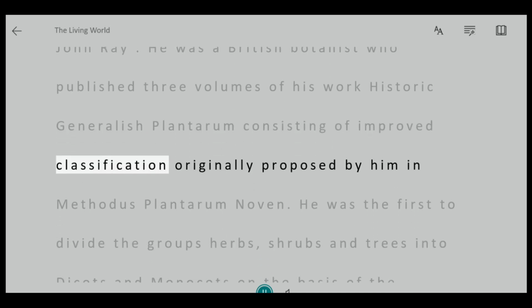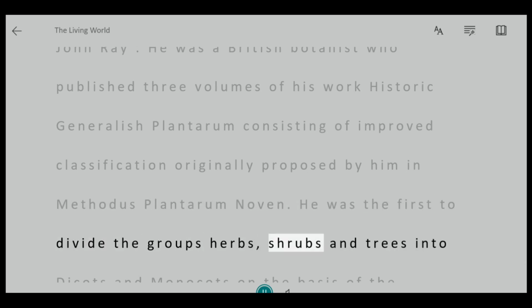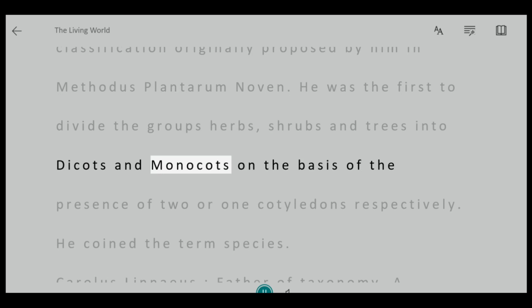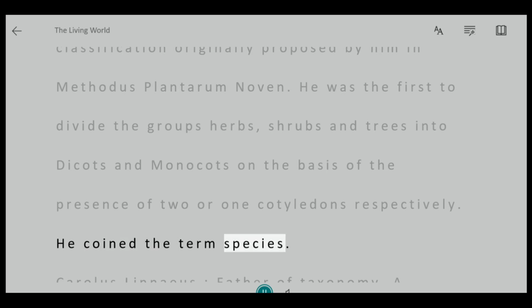John Ray was a British botanist who published 3 volumes of his work Historia Generalis Plantarum, consisting of improved classification originally proposed by him in Methodus Plantarum Nova. He was the first to divide the groups herbs, shrubs and trees into dicots and monocots on the basis of the presence of 2 or 1 cotyledons respectively. He coined the term species.